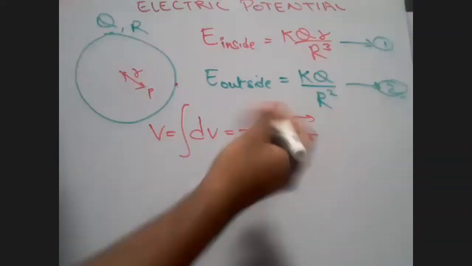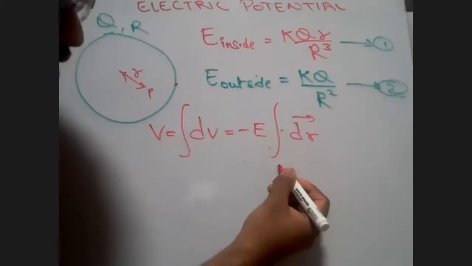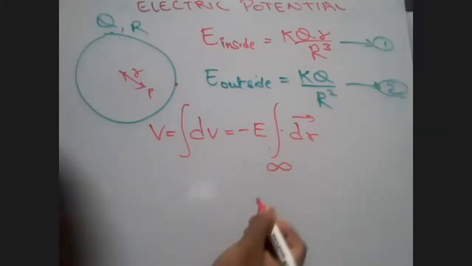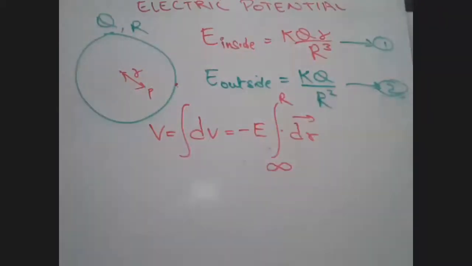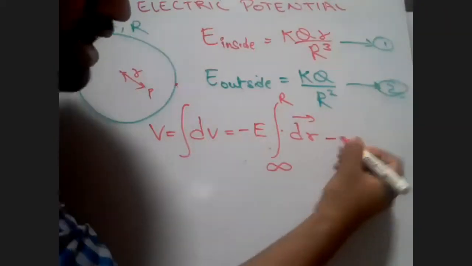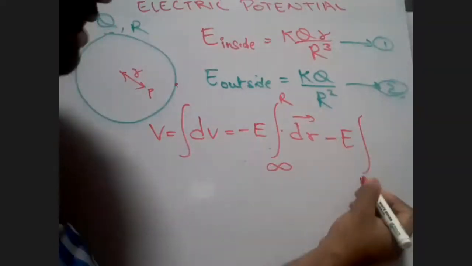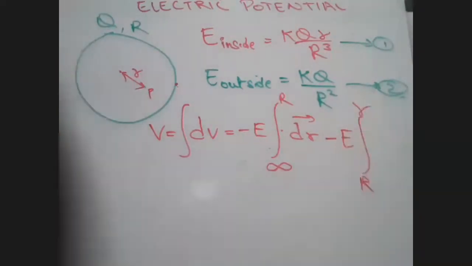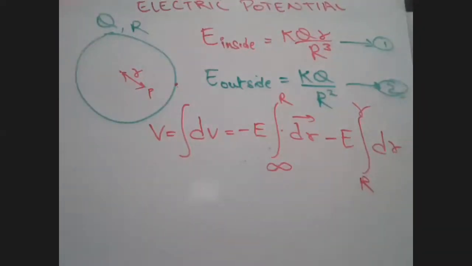So if I am bringing it from infinity, I take it to the surface of the sphere, that is capital R. And then again I will write E, integration from capital R, I am taking it to small r, and that is again dr. Any doubt? You all understood this?